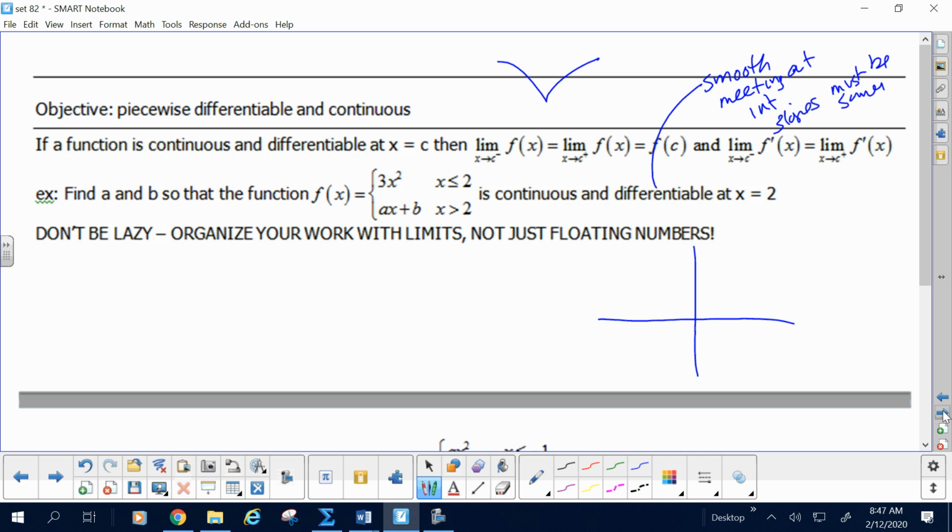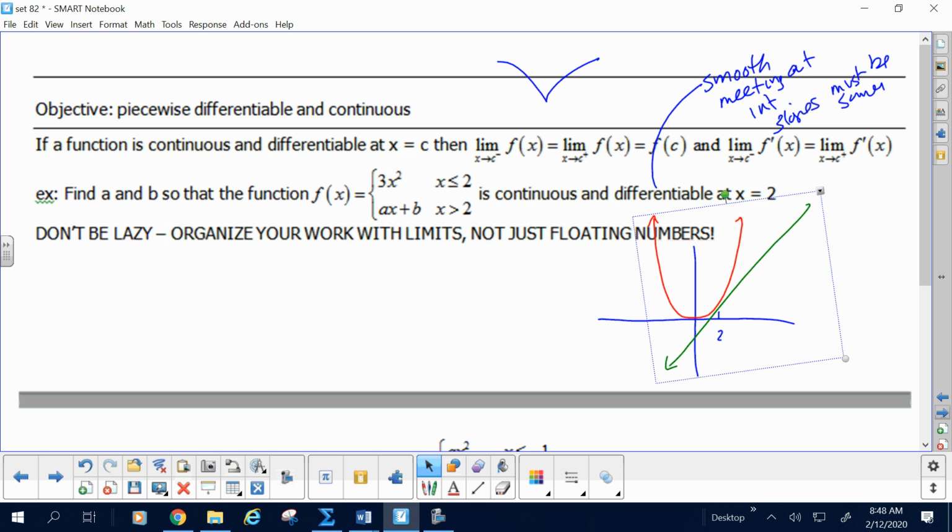Now, think visually. I'm trying to make it so that this parabola that looks like that, and a line with unknown slope and y-intercept, so it could be who knows what, at 2, not only do they meet, but they also smoothly transition from slope from one end to the other. So I need to make both of those match so that right there, they meet and smooth. You down? Okay, so cool.